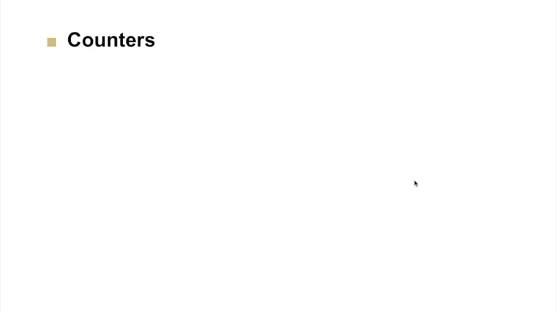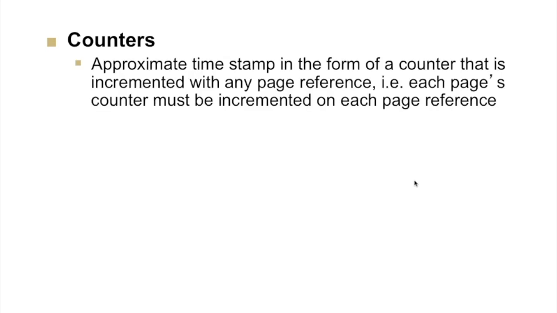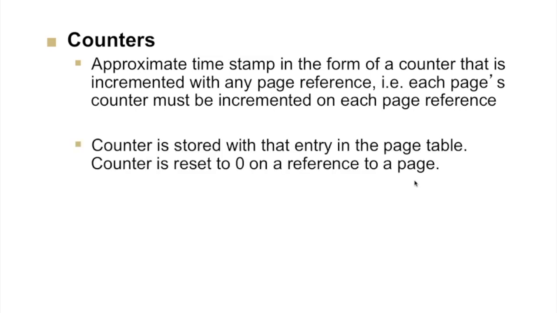It adds more overhead. We could do it with counters. Every time we access a page, we could do it by incrementing a count. This is kind of like doing a timestamp, because the more often we access a page, the more often the counter will be incremented. But now we have to increment the page's counter every time we access it. So that slows down memory a little bit. We could start with the counter at 0, and every time we reference it, we could set it back to 0.